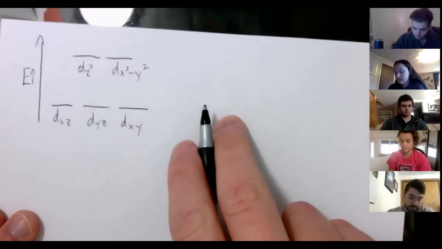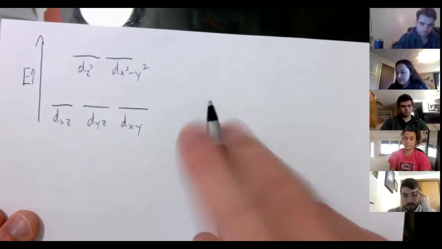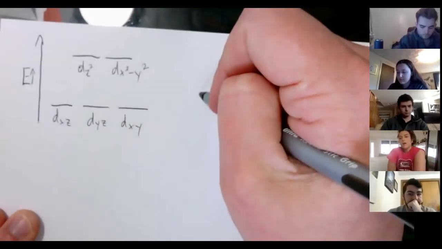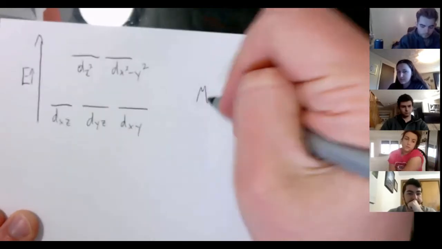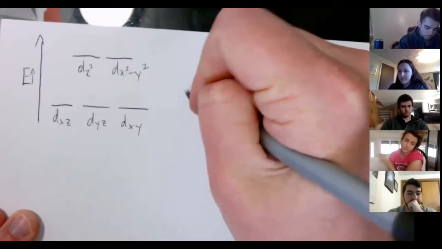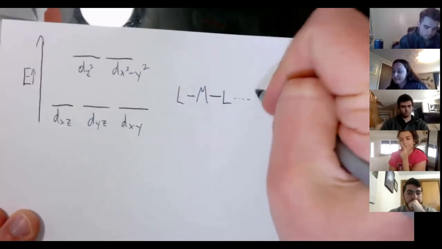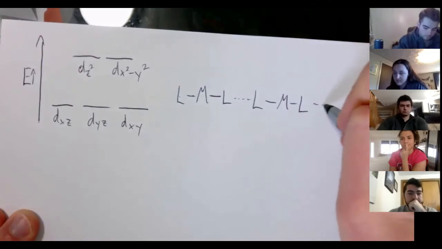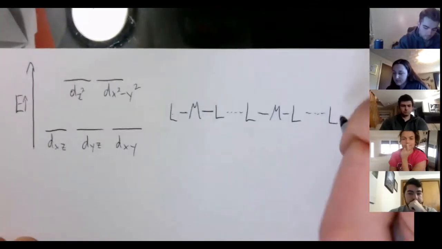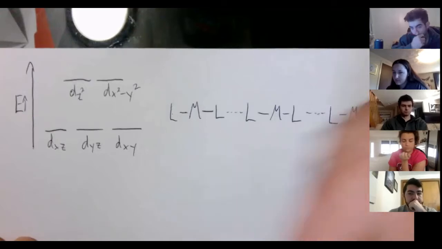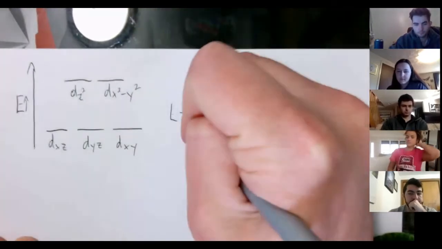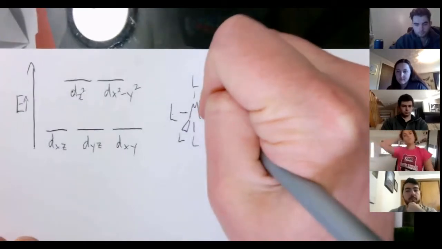Yep. Okay. The other thing we said is we're assuming the chain travels down the z-axis. So if these are our ligands, they're organized kind of like this. We're going to try and draw them octahedral. So L, one coming out, one going back in.